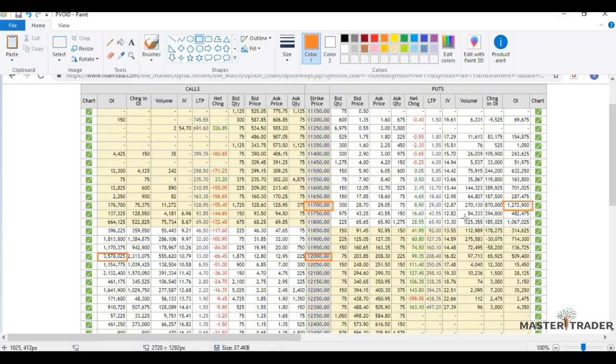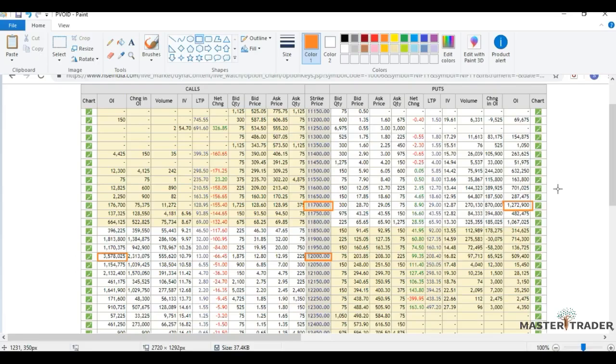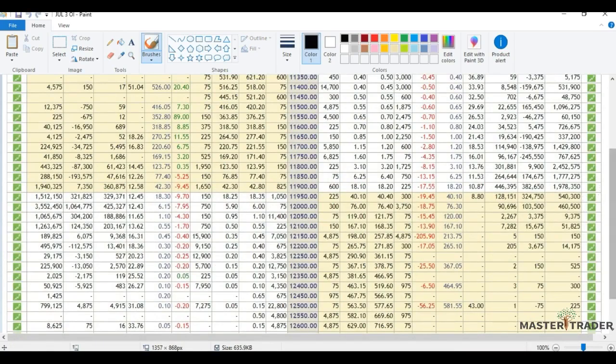Okay, so let me take you to, let's look at 3 days of data along with charts to see how things work and how we can combine the two. Okay, so let's start from here. Let's call this day 1.